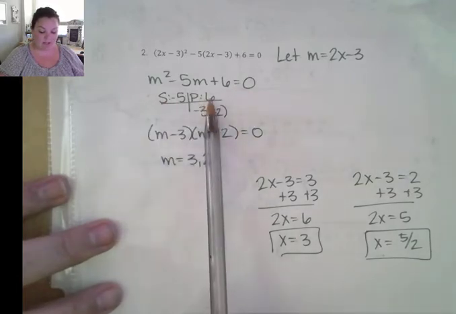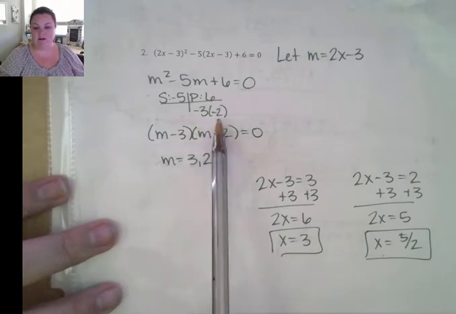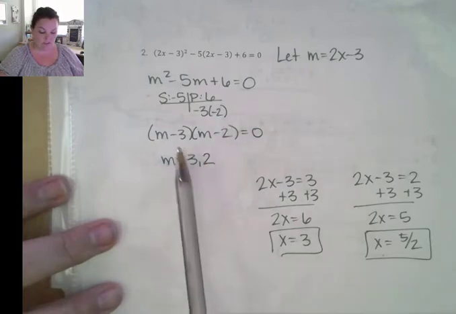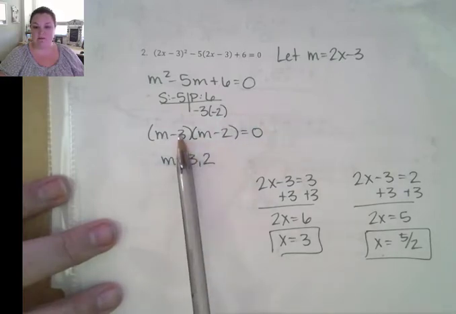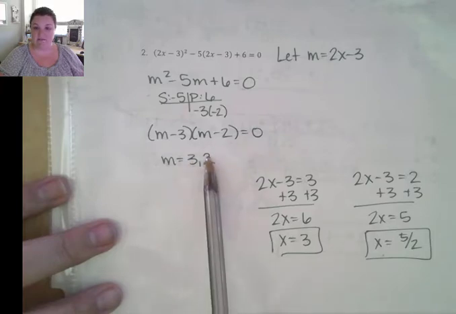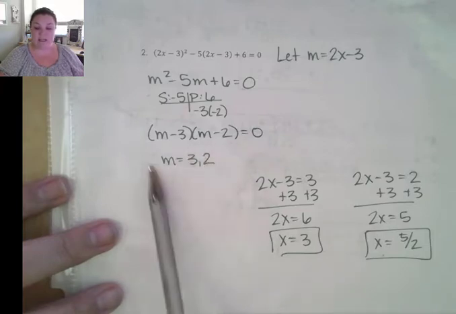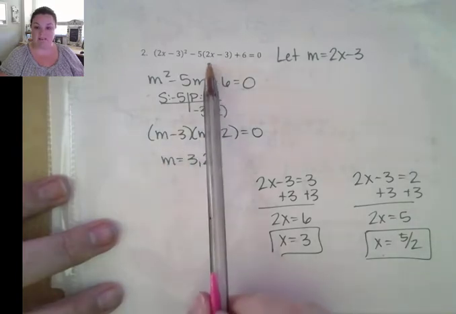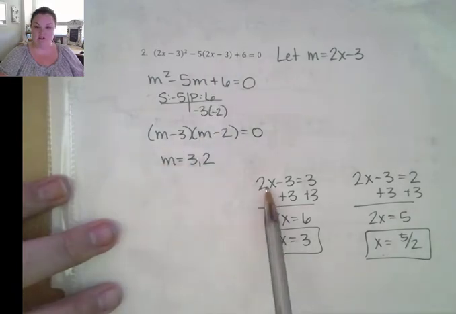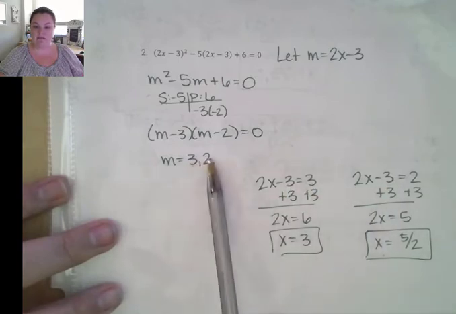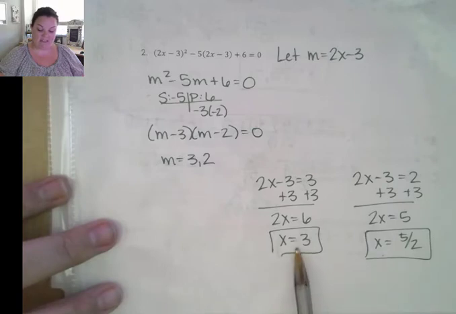Right? They multiply to 6 and combine to negative 5, which would be negative 3 and negative 2. So we can use the shortcut. And then when I solve each of these factors, I'm going to get a positive 3 and a positive 2. And then don't forget to sub back in what m was, because originally we're solving for x. So once we put in our quantity 2x minus 3 and set it equal to the two answers we got for m, we should end up with x equals 3 or x equals 5/2.